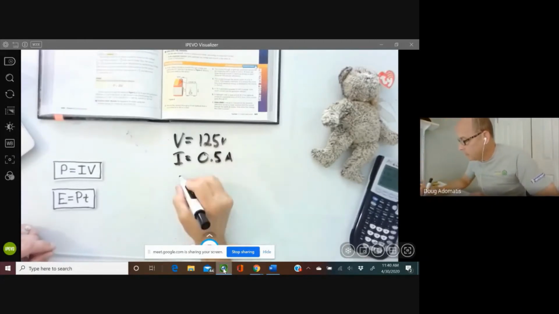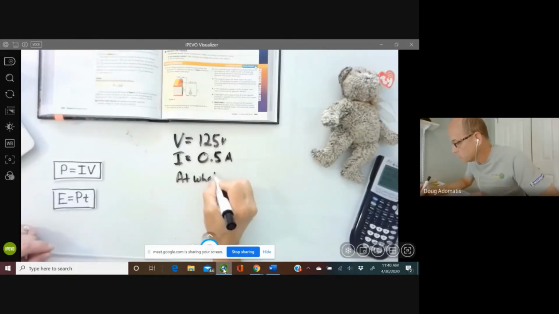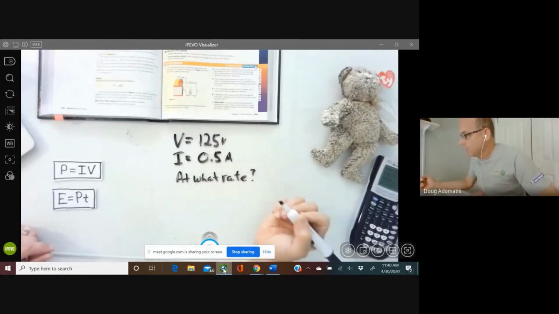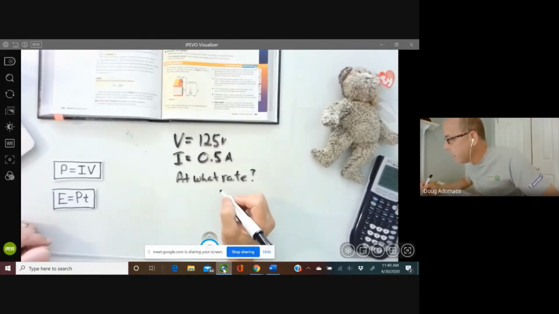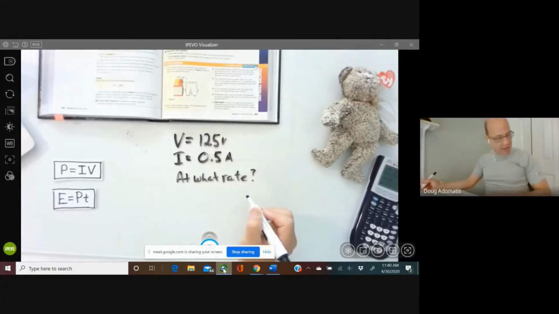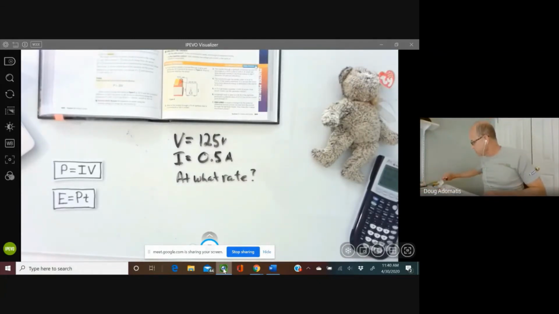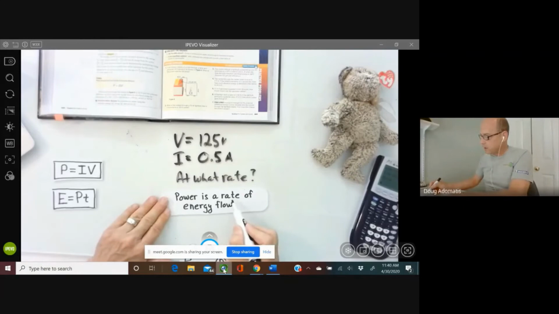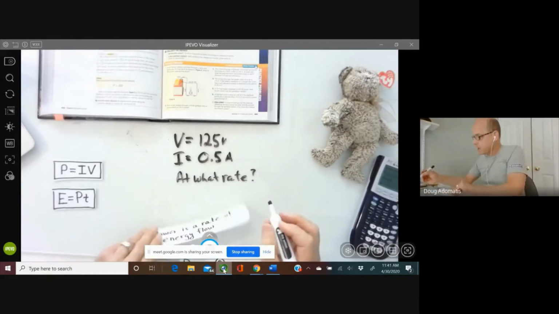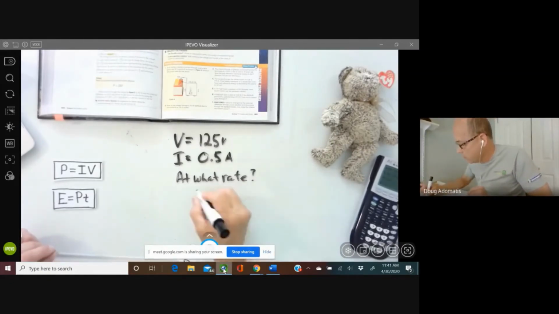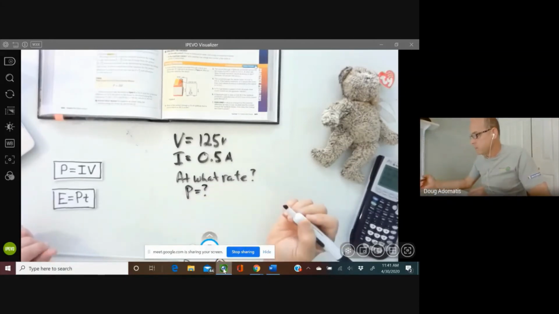At what rate? Okay, what are they asking me for? We need to decode that. At what rate does the light bulb transform electrical energy into light energy? Well, sounds to me like they're talking about energy. No, energy is the potential to do work. Power is a rate. So when it asks you something about the rate of energy flow, then you need to know that we're talking about power. So at what rate, that is the secret code word for power.